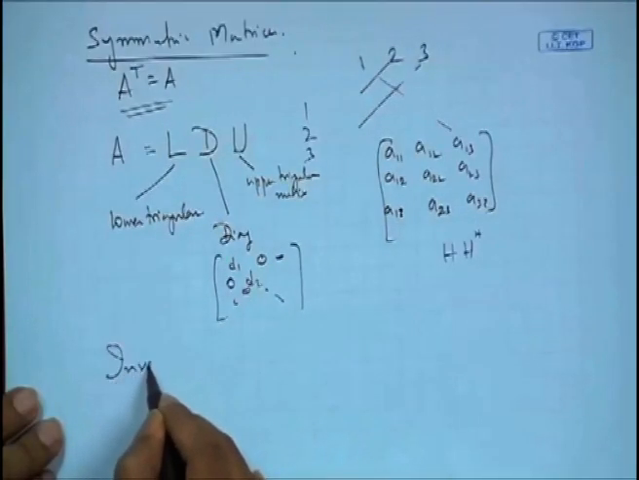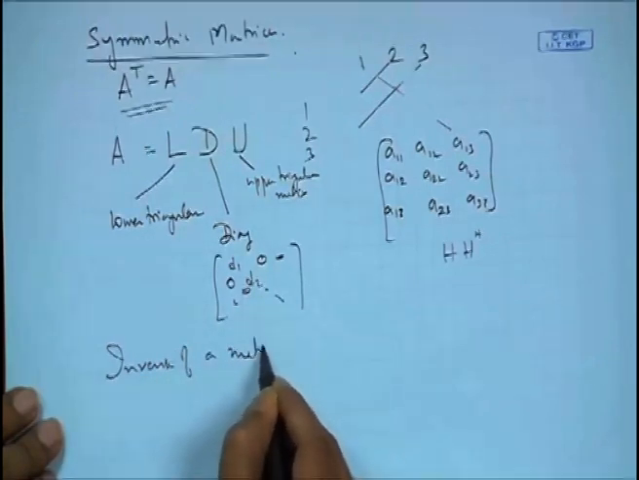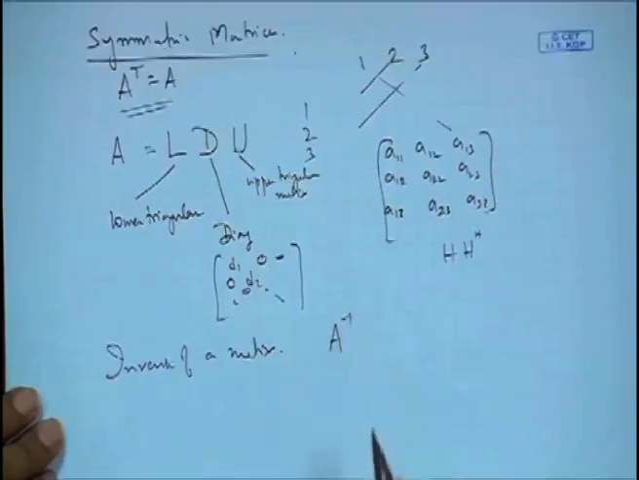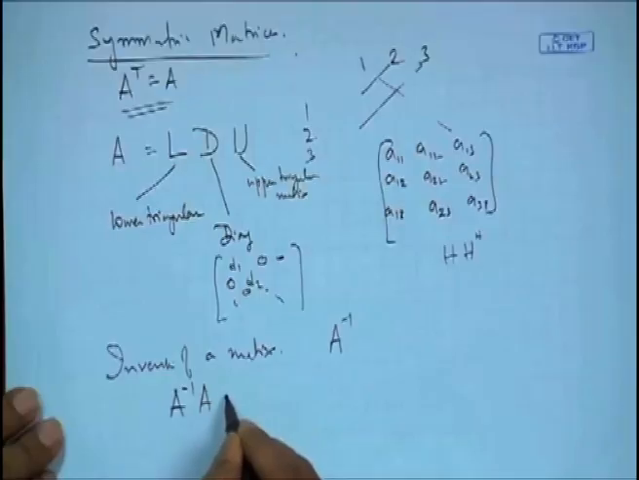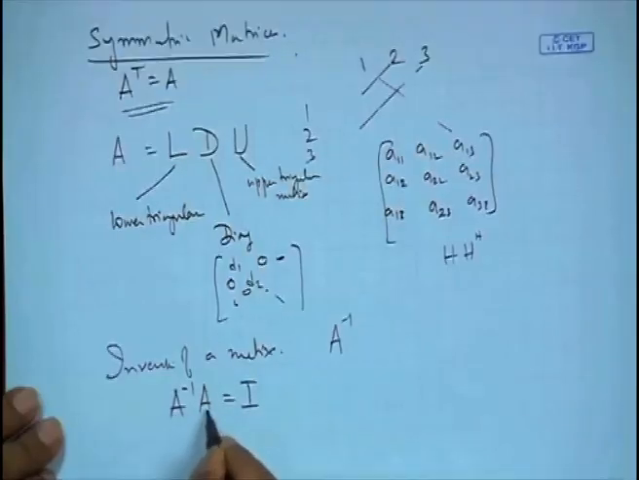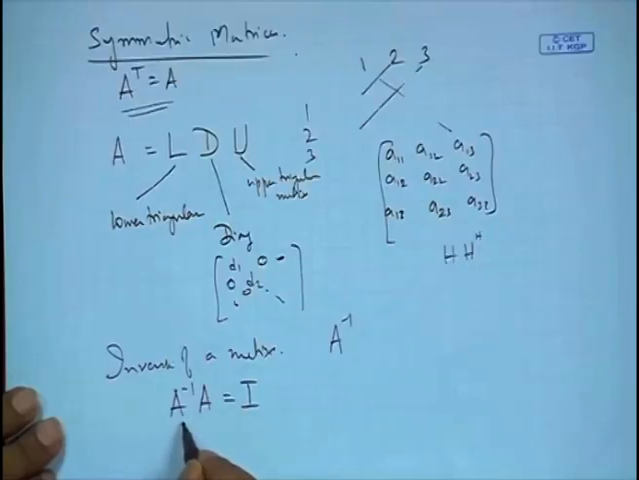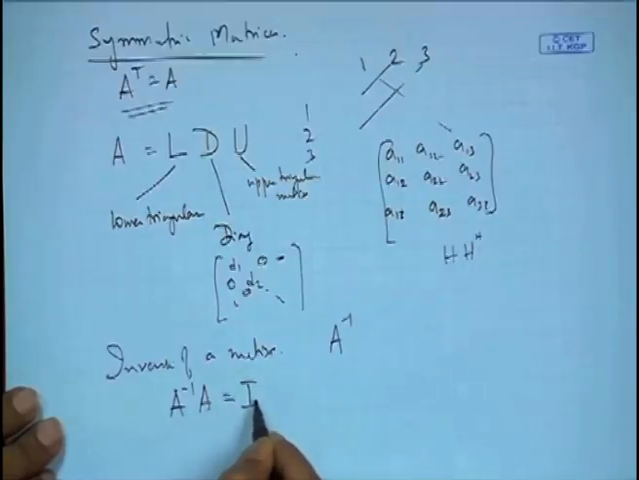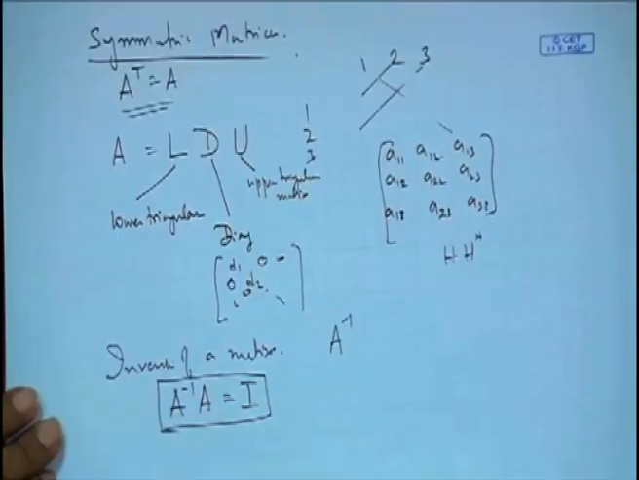Next, we move to the inverse of a matrix. It is represented by A inverse. If an inverse exists, then we would have A inverse A is equal to I. That means if I multiply the inverse with the matrix, I am going to get an identity matrix. That's the fundamental definition of what an inverse should be, if it exists at all.